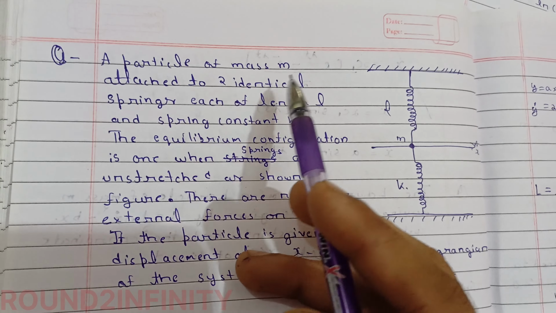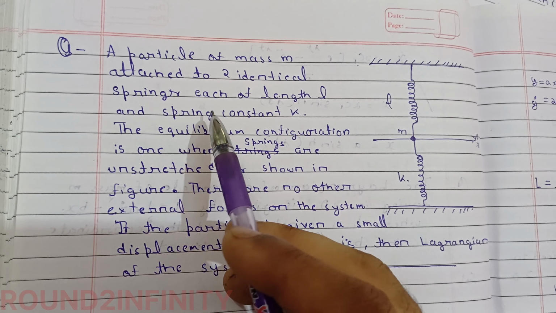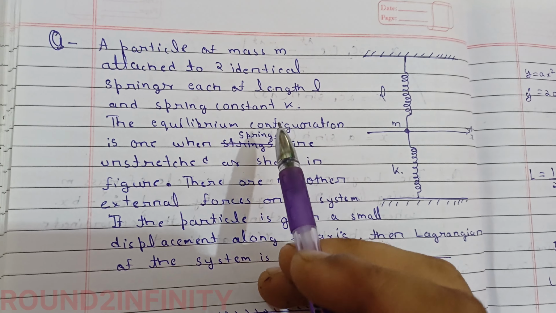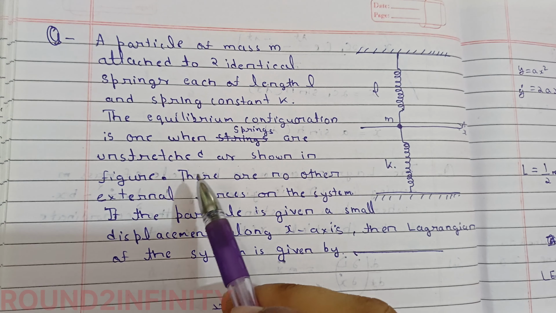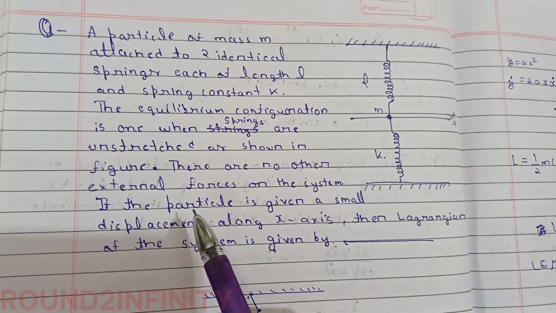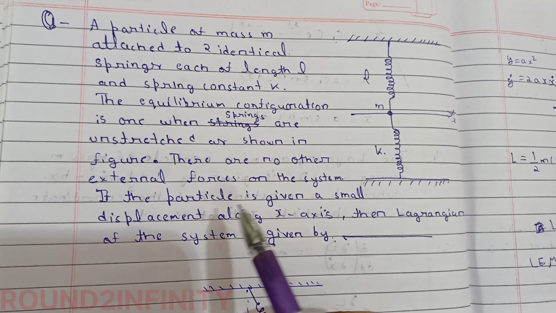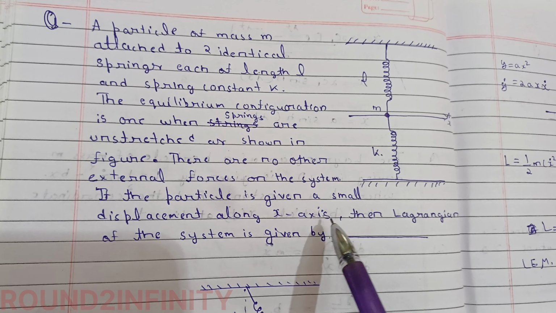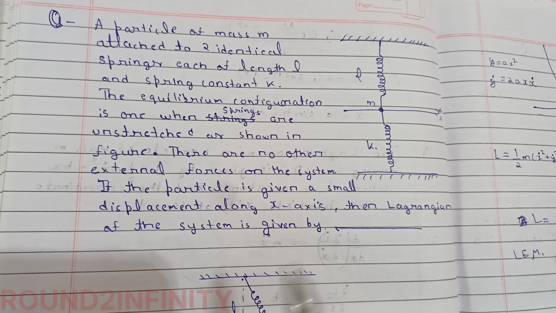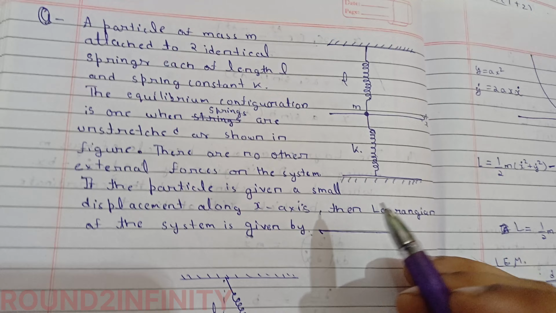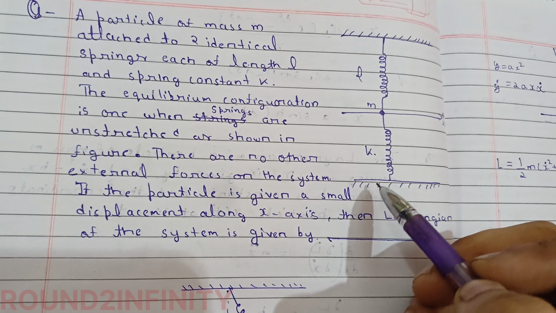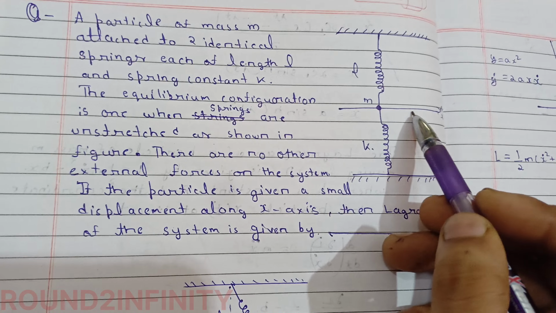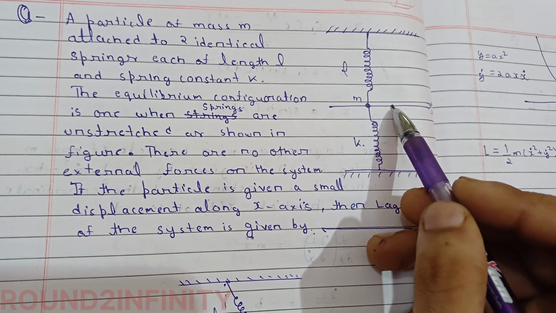Now the question is: a particle of mass m attached to two identical springs, each of length L and spring constant k. The equilibrium configuration is when the springs are unstretched as shown in the figure. There are no other external forces on the system. If the particle is given a small displacement along the x-axis, then the Lagrangian of the system is given by. So the particle is here, the equilibrium condition is when it is unstretched, means in this condition. Now it is stretched along this direction and released.